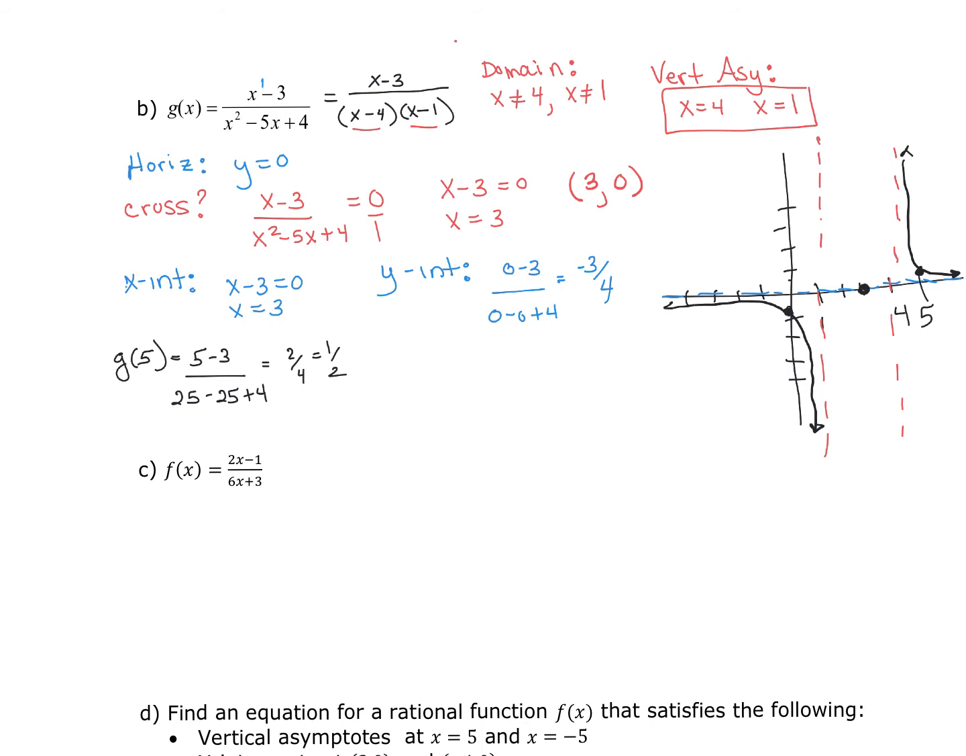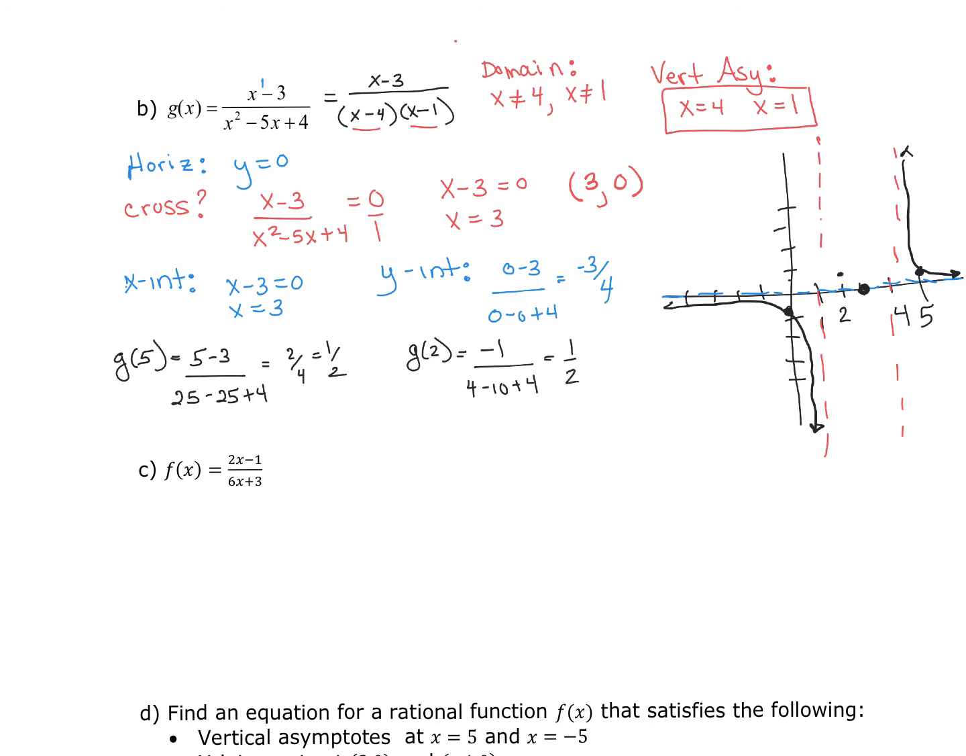And then for the middle here, let's find the function value at 2. So if I plug in the 2, I get 2 minus 3, which is -1. On the bottom, I'll get 4 minus 10 plus 4. So 4 plus 4 is 8, minus 10 is -2. So -1 over -2 is 1/2.